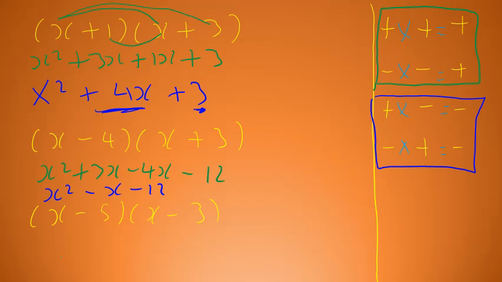Okay, so x times x is x squared, x times negative 3 is negative 3x, and negative 5 times x is negative 5x, and negative 5 times negative 3 is positive 15. And of course, we need to tidy that up, so that will give us x squared minus 8x plus 15. So again, that's just a recap.